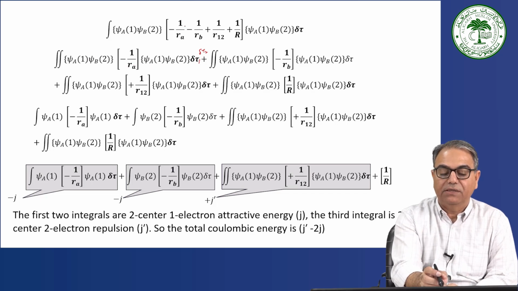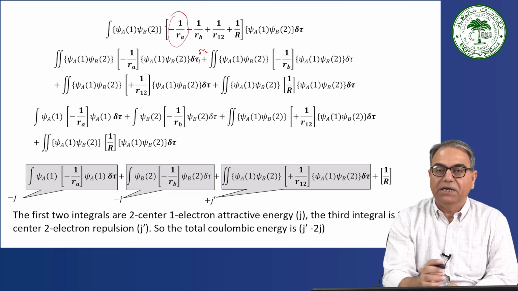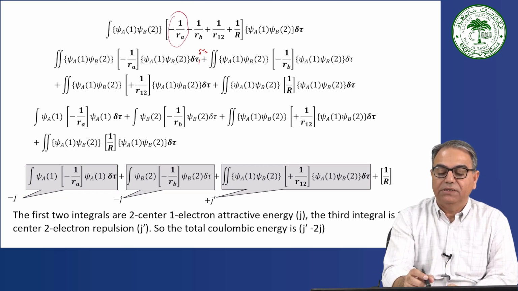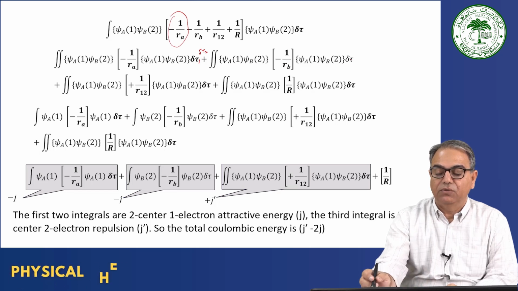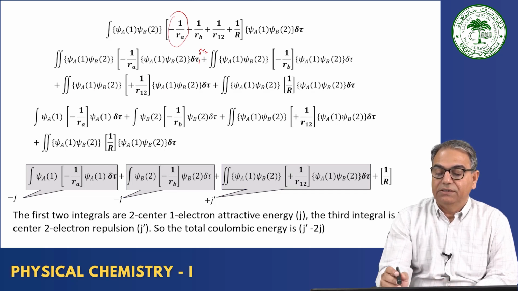So the first part of the Hamiltonian I have taken here. Then similarly you can take the second part. So plus again a double integral psi a1 psi b2 minus 1 by rb psi a1 psi b2 d tau. Then you have r12, so it's plus 1 by r12 with the same function, and a double integral is there. Then you have 1 by R, which is the internuclear separation. So again 1 by R psi a1 psi b2.